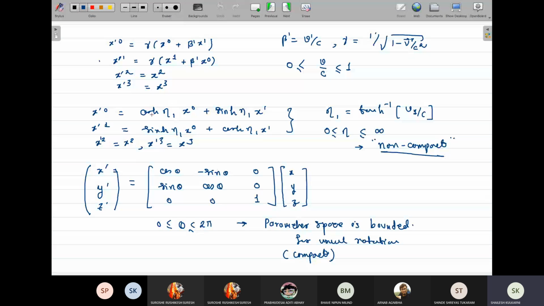For the infinitesimal case, I can expand these functions in Taylor series. Infinitesimal, so this parameter eta 1 can vary continuously. I can start from eta 1 equal to 0, and I can go to this frame by applying successive infinitesimal Lorentz transformations. So let us consider the infinitesimal version of this. I have to expand these functions, cosh eta and sinh eta.